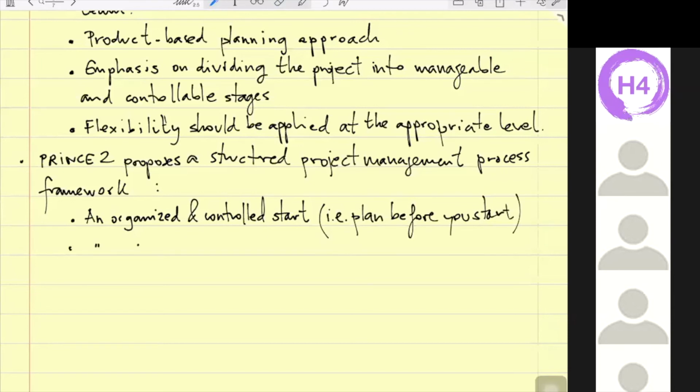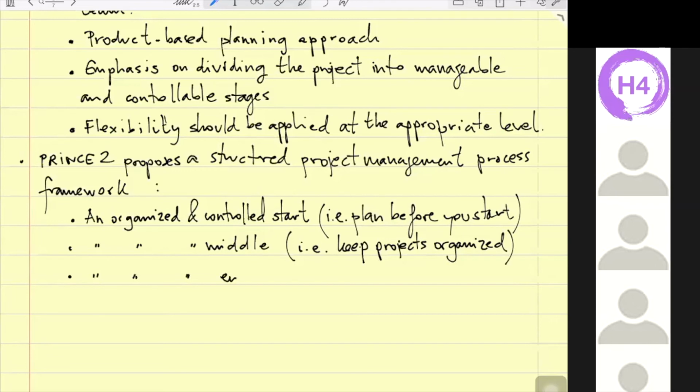And organized and controlled middle. Keep projects organized. And third, an organized and controlled end.